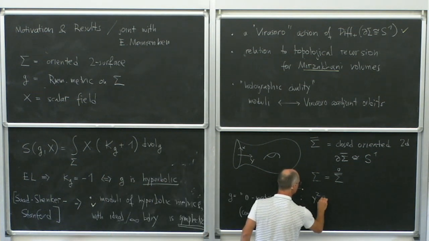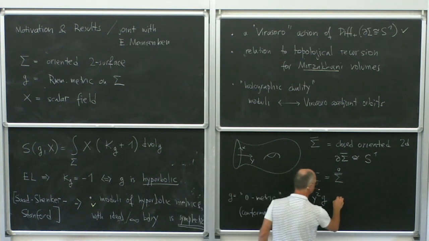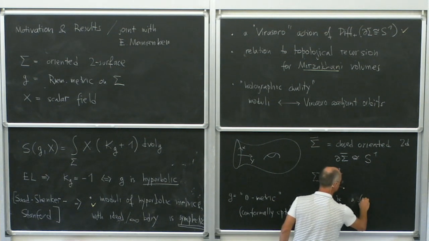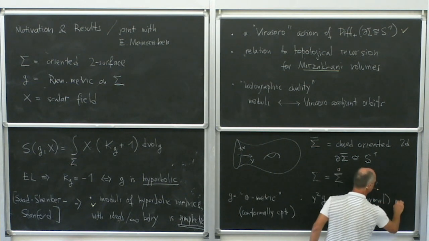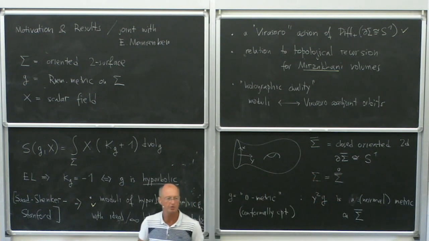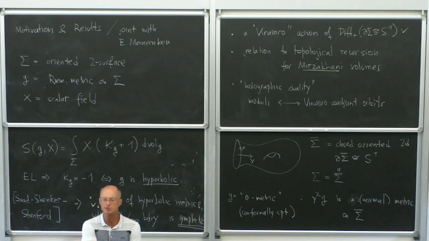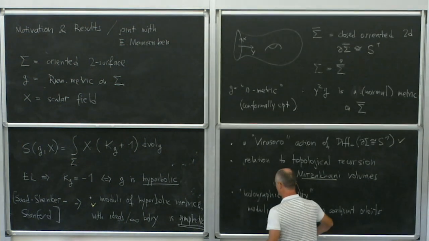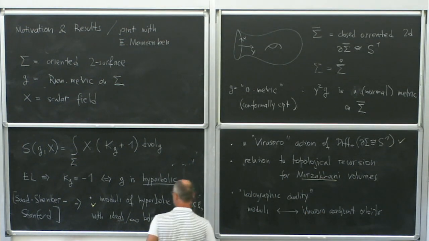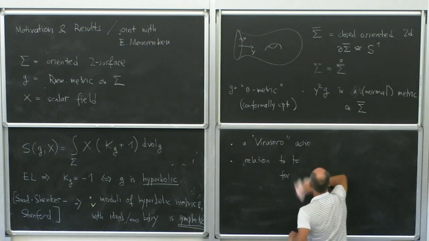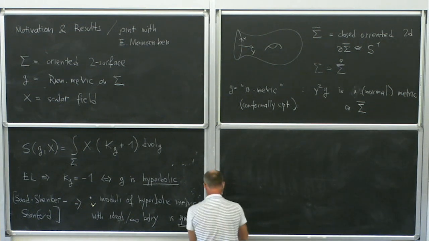Near the boundary, y squared times g is a normal Riemannian metric on sigma bar. So this y squared g extends to the boundary and defines a metric, at least on the collar of the closed surface. So of course, you all know very well the standard example of such a metric. And from time to time, we're gonna use our intuition about it, right?